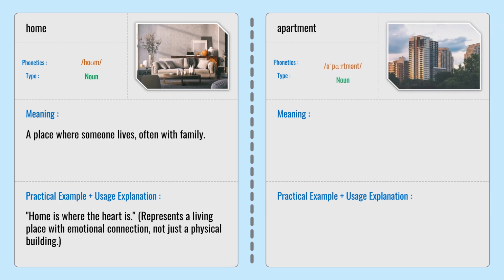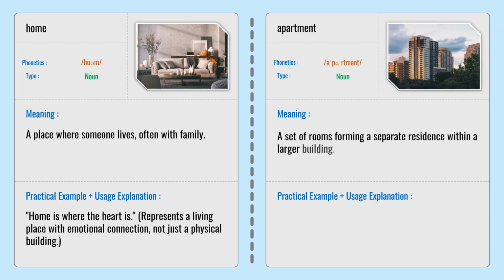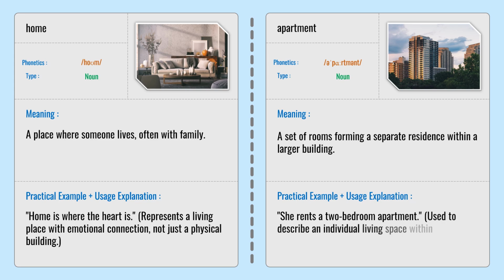Apartment. A set of rooms forming a separate residence within a larger building. She rents a 2-bedroom apartment. Used to describe an individual living space within a larger structure.